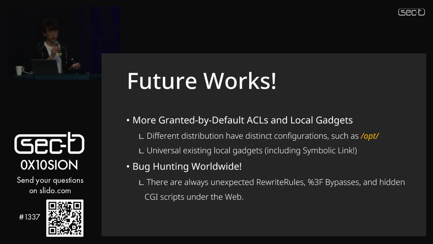There is also some future work. For example, different distributions have different configurations, such as OpenBSD, FreeBSD, or even on-premise applications. They could have more allow-by-default ACLs, more local gadgets, or more symbolic links. And finally, in the real world, you can imagine there must be numberless rewrite rules with ACLs to be bypassed and hidden CGIs out there. So applying all the techniques we had today is now your mission.